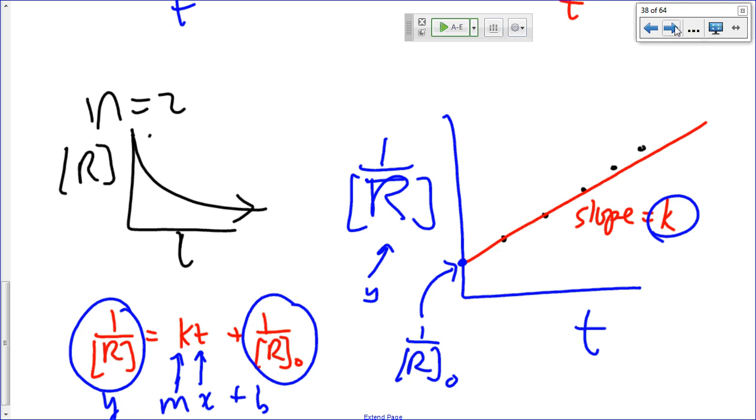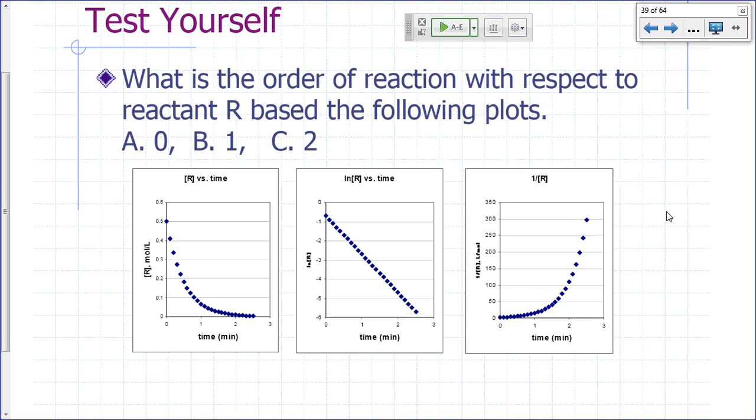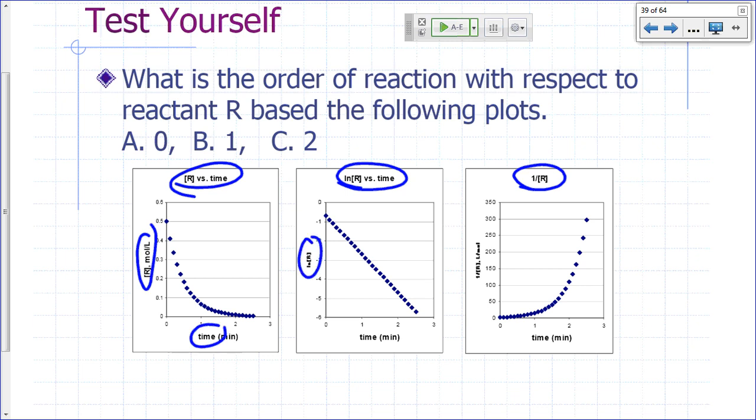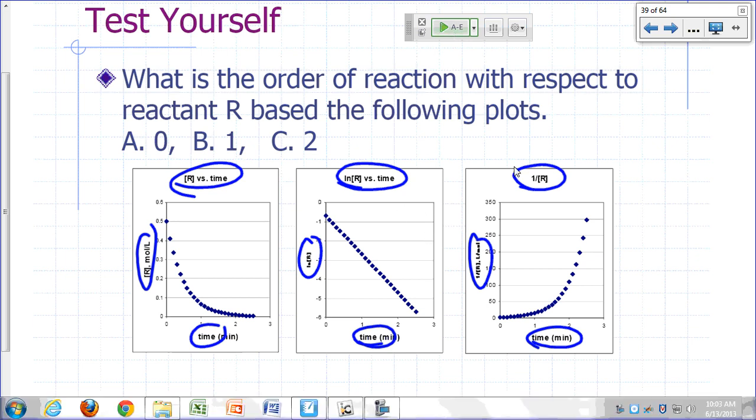Okay? So let's take a look at these examples right here. Here's data from the same reaction plotted three different ways. This plots R versus time, this one plots ln of R versus time, and this one plots 1 over R versus time. So based on what you're seeing on the graphs here, is the order of the reaction zero order, first order, or second order?